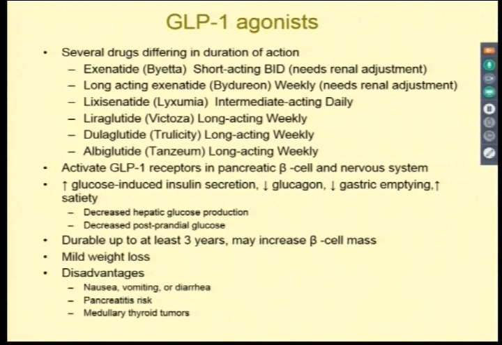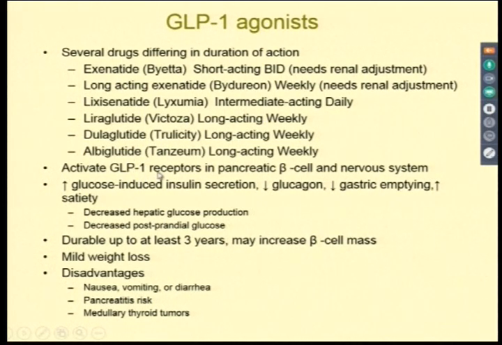And what about the GLP-1 agonists? And you've heard of these. We now have short and long-acting forms of these drugs. They're injectable, either twice daily for Byetta, once daily for liraglutide, or weekly. You can get a long-acting exenatide.